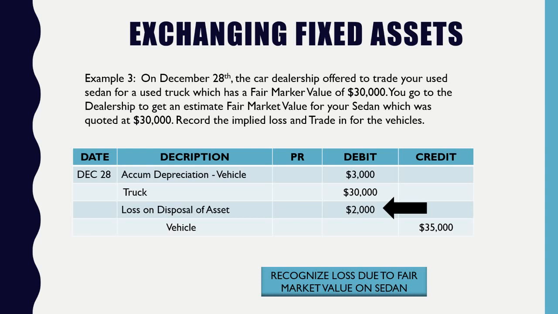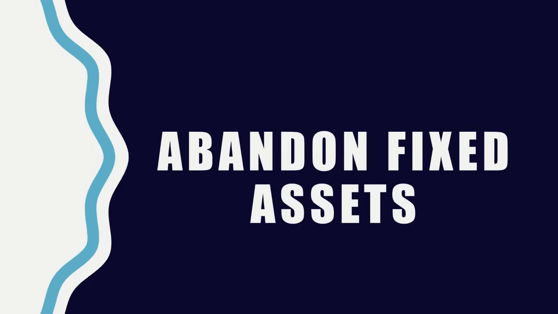I originally bought my car at $35,000. I used it for 1 year. My book value is $32,000, but they went through appraisal and told me no, it's only worth $30,000, and I can do a trade-in value for a $30,000 truck. So that's what you have to do. You have to record a loss on disposal of asset. There you go. That's what you do when you do a trade-in or buy-out value. Any questions there?